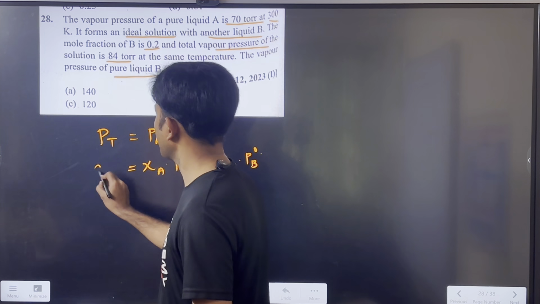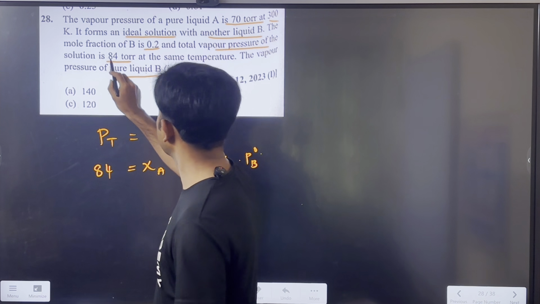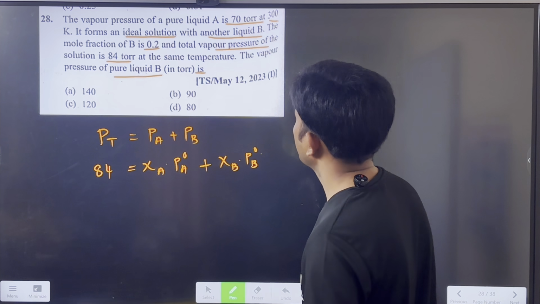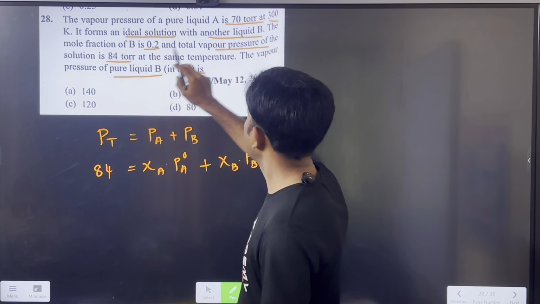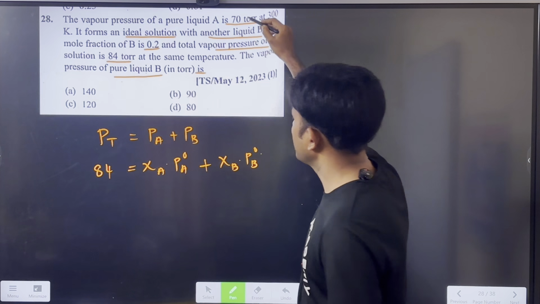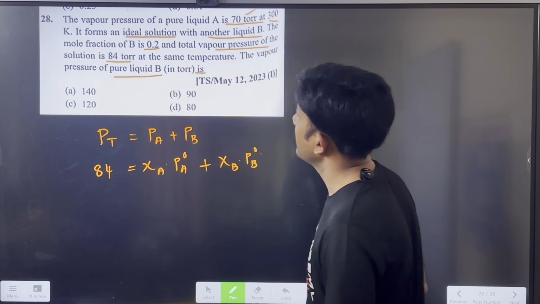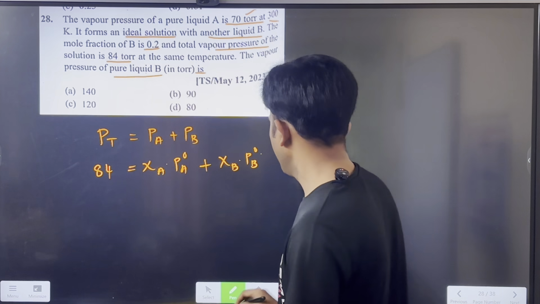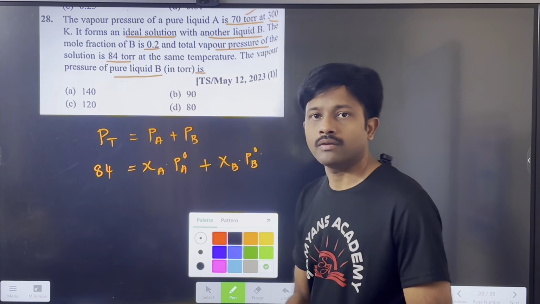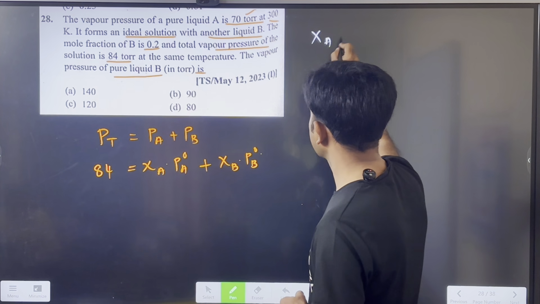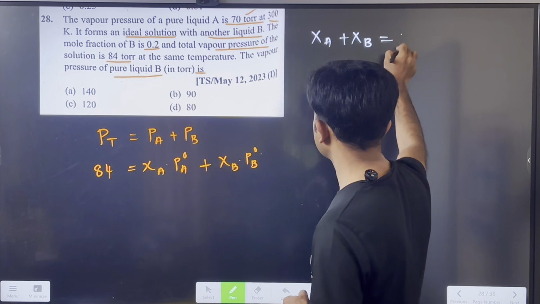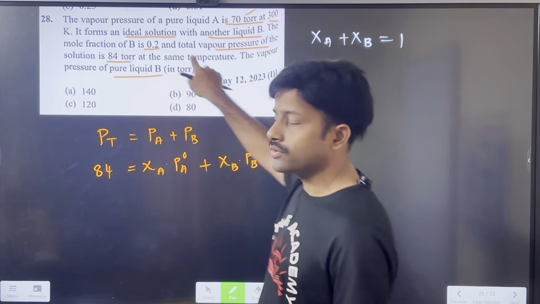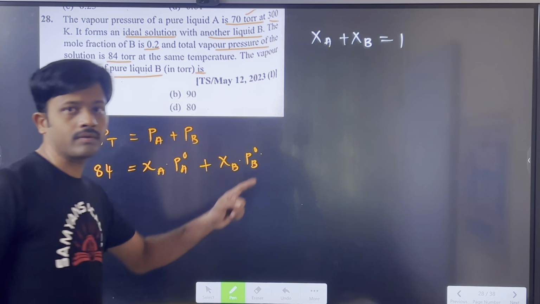Okay, the total pressure of the system is given here as 84 torr, and they also gave the mole fraction of B, that is 0.2. And the vapor pressure of pure liquid A is given here, that is 70 torr at 300 Kelvin. Then how do you find the mole fraction of A? By using this formula we can find out. The mole fraction of A plus the mole fraction of B is equal to 1. Already you know this, right? The mole fraction of B is given here, that is 0.2.